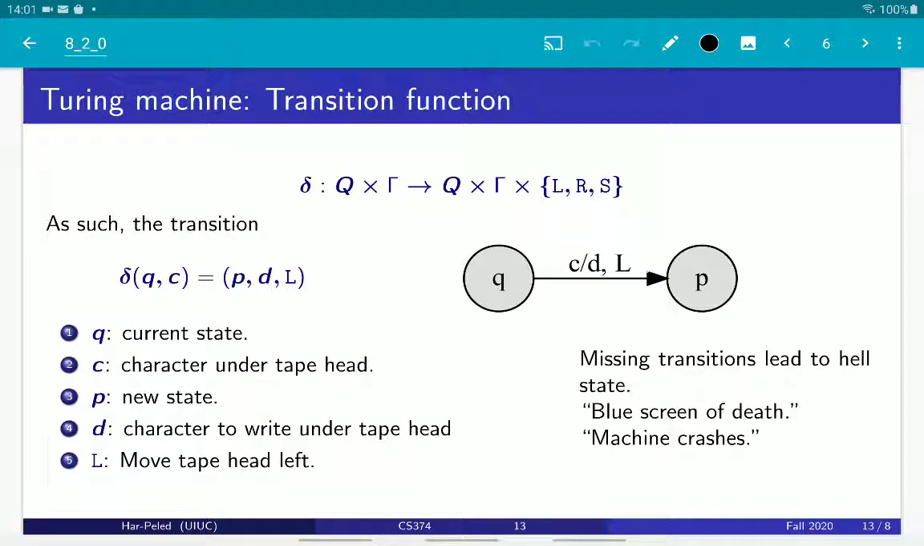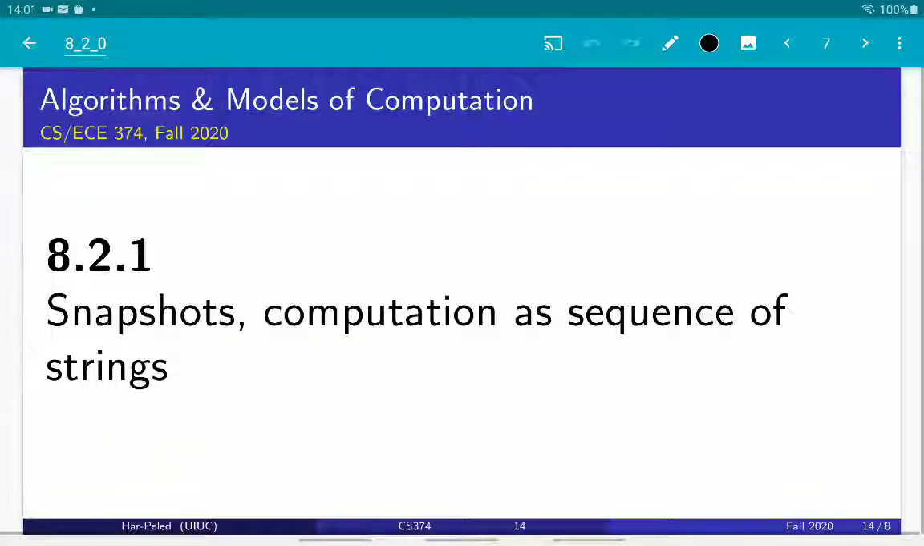Importantly, if the head of the Turing machine moves to the left past the beginning of the tape, the machine crashes. You get a blue screen of death, or the ghost of Turing comes and stabs you in the back or something. So it's a bad thing and it shouldn't happen. Okay, that's it for now.